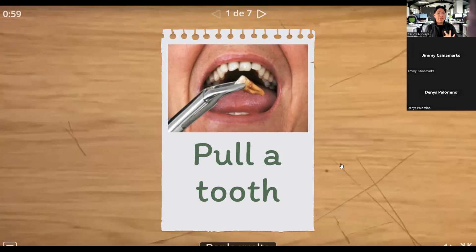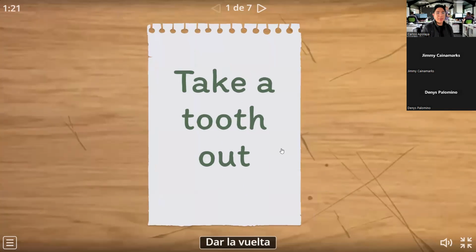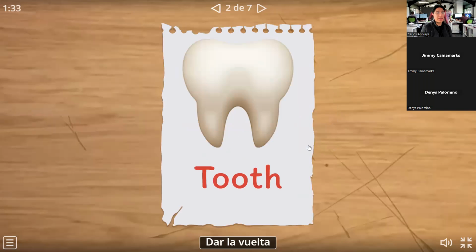Yes, there are three words. Pull out could be used, but I just heard this one, pull. If you hear another expression like pull out, you can use it. But as I said before, pull, extract, and take out are the most common words in the dentistry dictionary. The second word, you can say take a tooth out. Look at this. Is that okay? Yes or no? No. Incorrect.